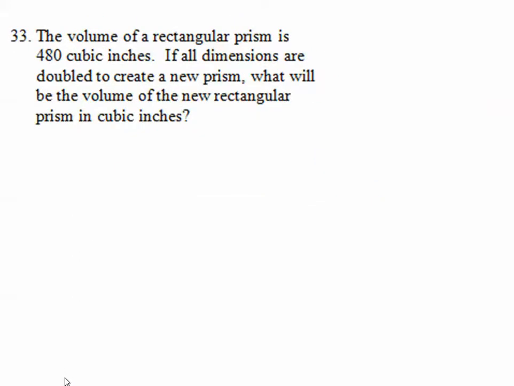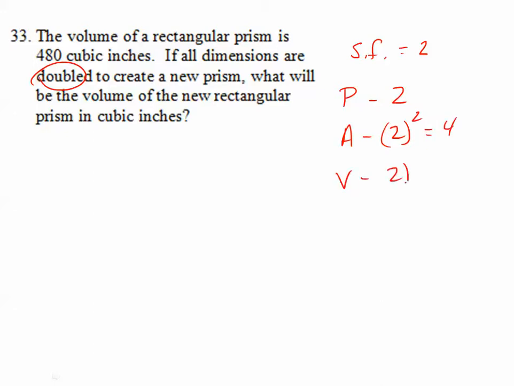Number 33. The volume of a rectangular prism is 480 cubic inches. If all dimensions are doubled to create a new prism, so doubled tells us a scale factor of 2. And again, if we're doing perimeter, the scale factor is 2. Area, it's 2 squared, or 4. Volume, it's 2 cubed, which is 8. So what will the new volume be?